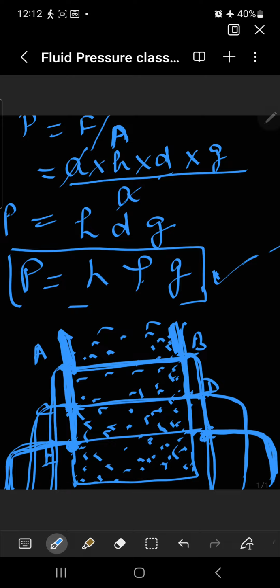So this is one of the applications which we use in this chapter, and it is also asked in several questions. I hope you have understood today's class. We will continue this topic in the next class, and in the next class we will take up atmospheric pressure. Till then, derive the formula for pressure and do the numericals for this topic.